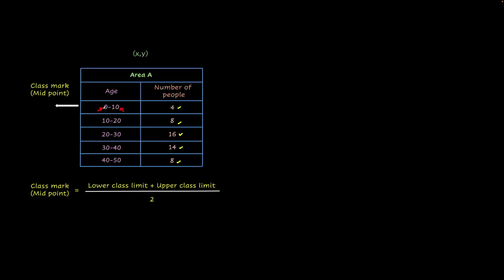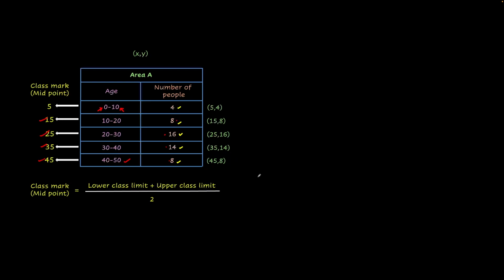Now let's do that. So what is 0 plus 10? 10. 10 by 2 is 5. That's our first point. And then the second point would be 15. Similarly, the third point would be 25, the fourth point would be 35, and the fifth point would be 45. And there we have our coordinates. So our coordinates would be (5, 4), (15, 8), (25, 16), (35, 14), and (45, 8). These are all our coordinates.